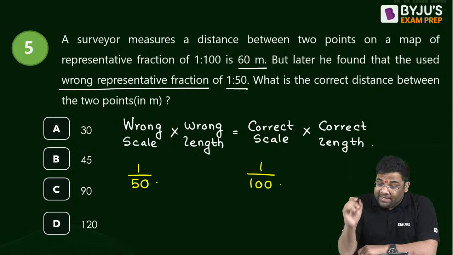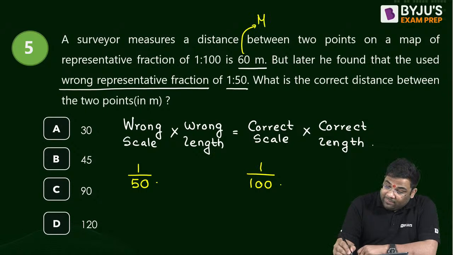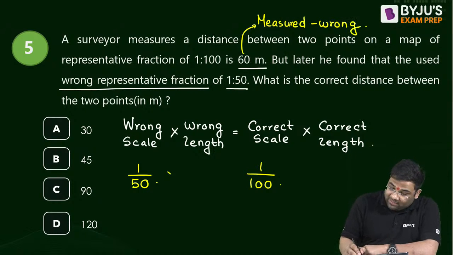Now the measured one, this is the measured one. This measured one will be the wrong one because he has used the wrong scale. So this becomes your 60, and then we can find out the correct length.